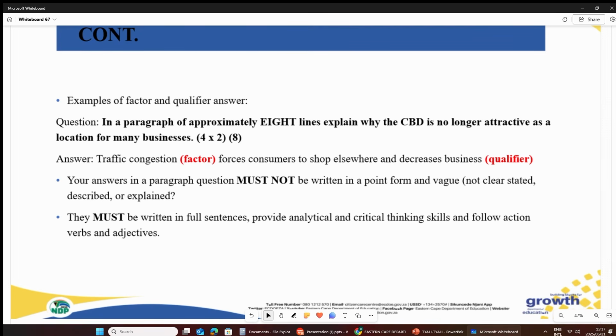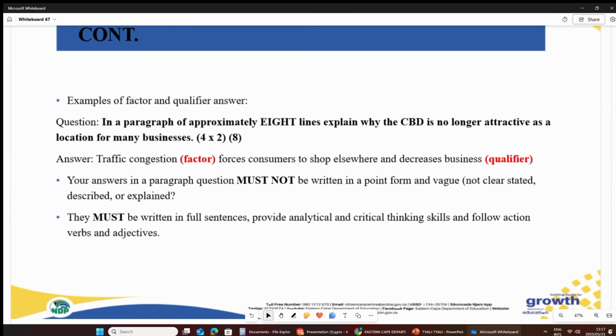Traffic congestion is a fact. The CBD is no longer attractive for many businesses because of traffic congestion. Traffic congestion limits people from reaching the CBD. If customers can't reach the CBD, it means then there is no business in the CBD, and therefore businesses do not want to go and open in the CBD.